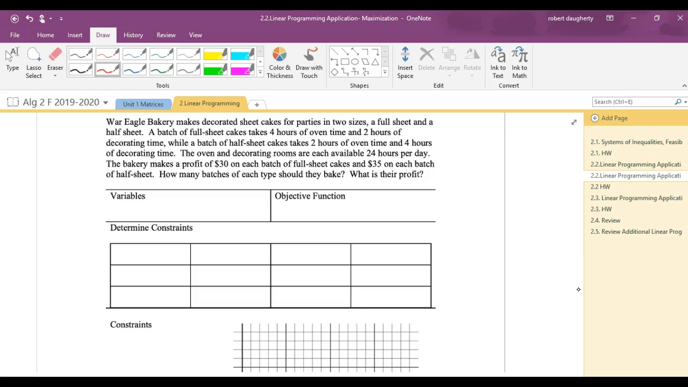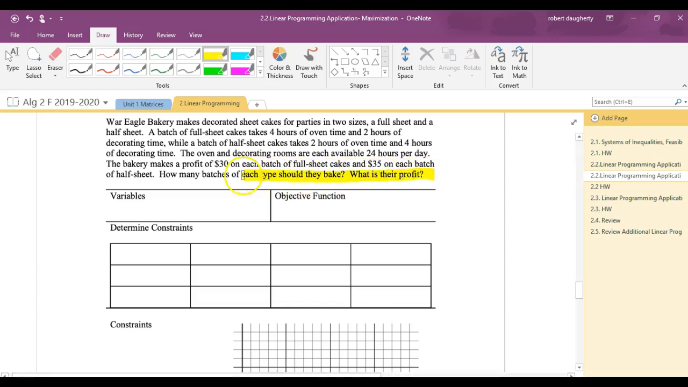So War Eagle Bakery makes decorated sheet cakes for parties, a full sheet and a half sheet. The full sheet cake takes 4 hours in the oven and 2 hours decorating. The half sheet takes 2 hours in the oven and 4 hours decorating. The oven and the decorating rooms are each available 24 hours a day. The bakery makes a profit of $30 on the full sheet and $35 on the half sheet. How many batches of each type should they make? What is their profit?